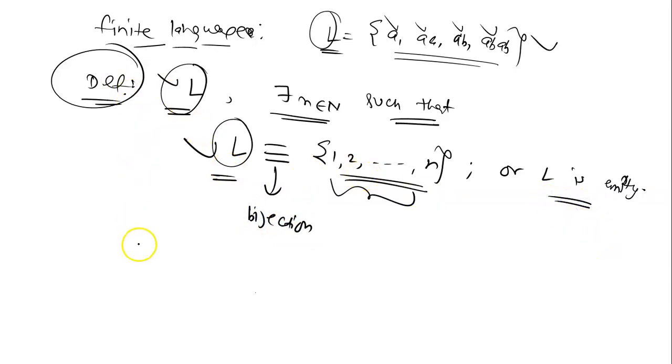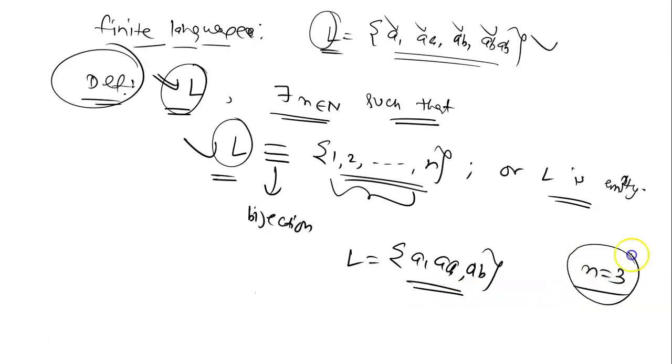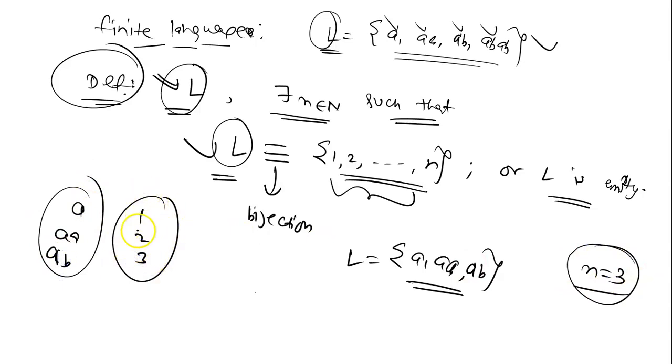In that case we can say that L is a finite language. For example, suppose your language L is A, B and AB. Now for this language L, there exists a natural number, and that natural number is 3, because you can see that this language L has a bijection with this set. You can see there exists a bijection between this L and this set. So this is another definition of finite language.